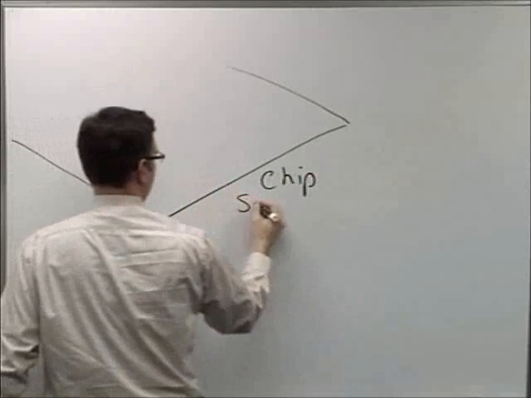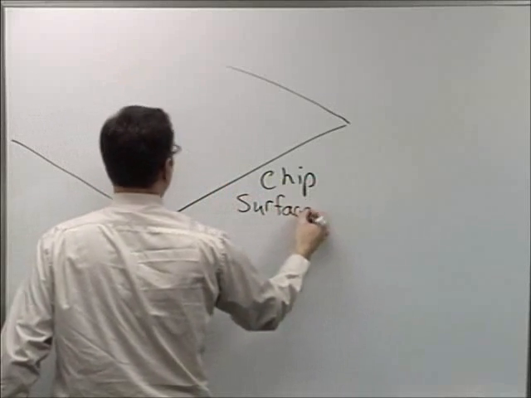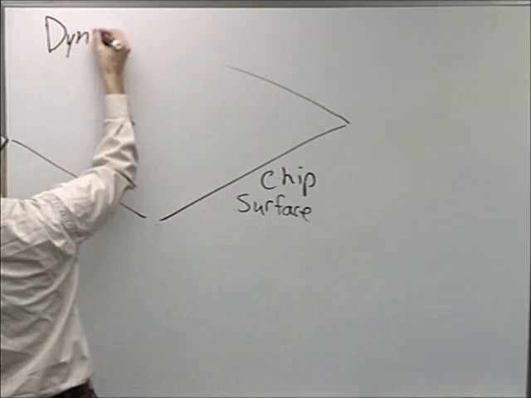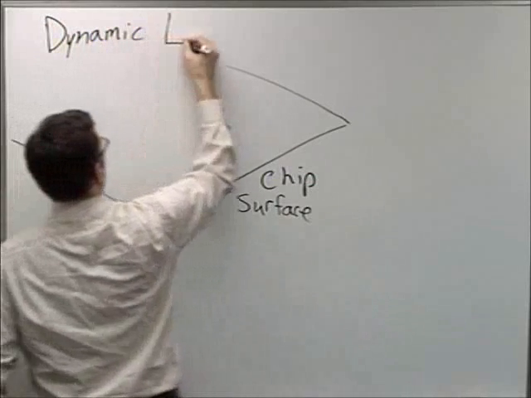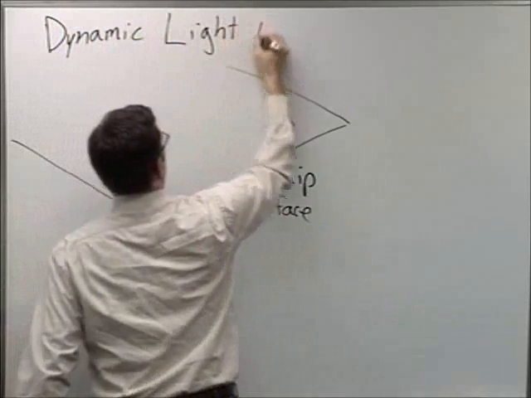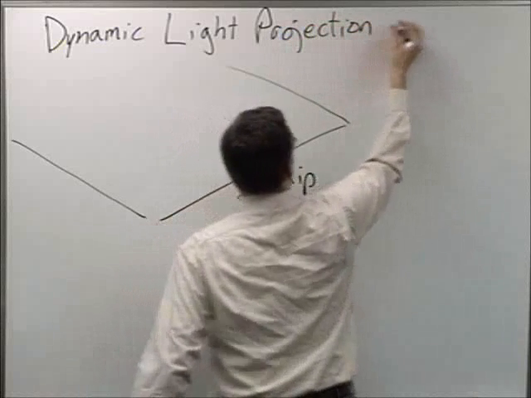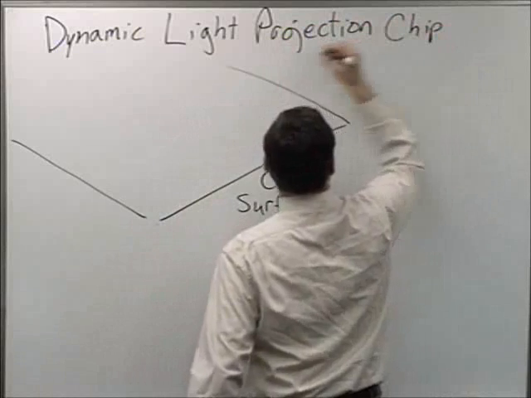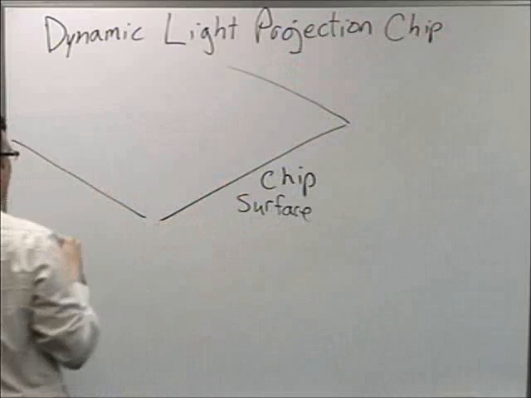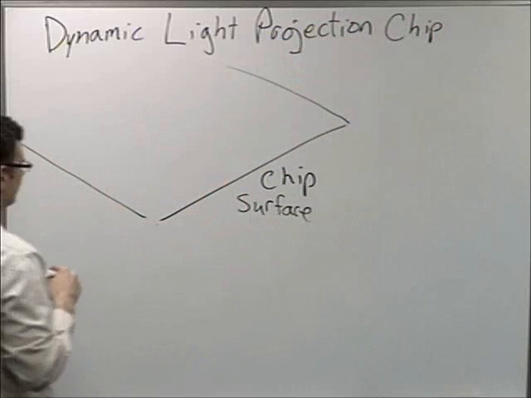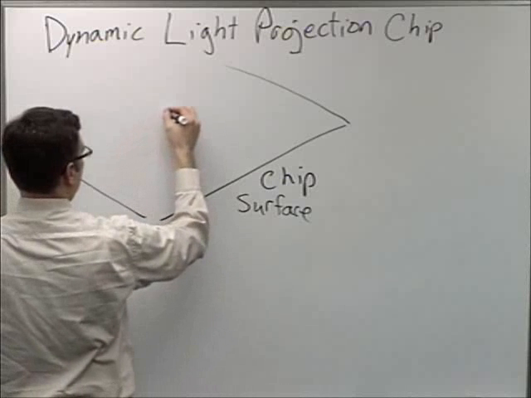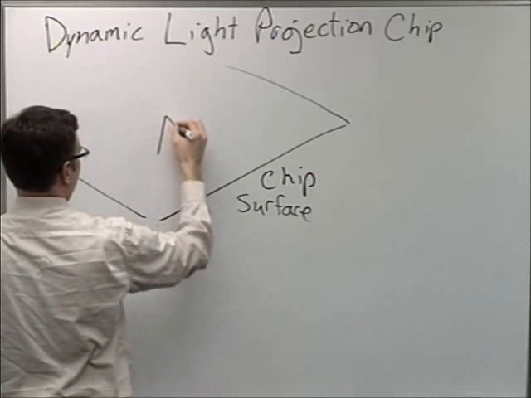surface. And this is, of course, a dynamic light projection chip, DLP. Now, we're going to have a pivot.